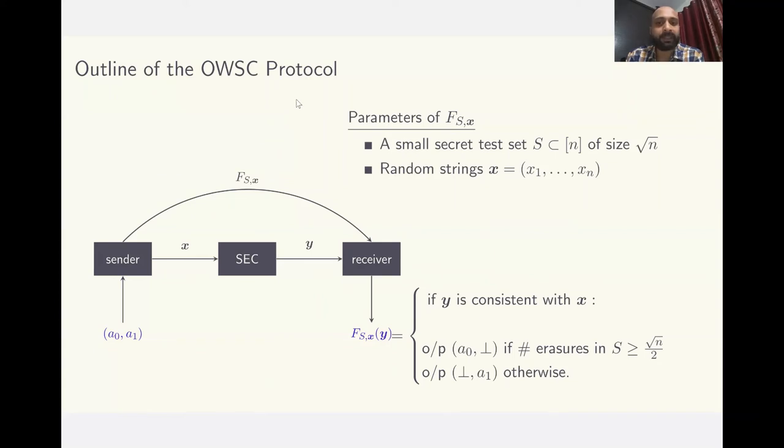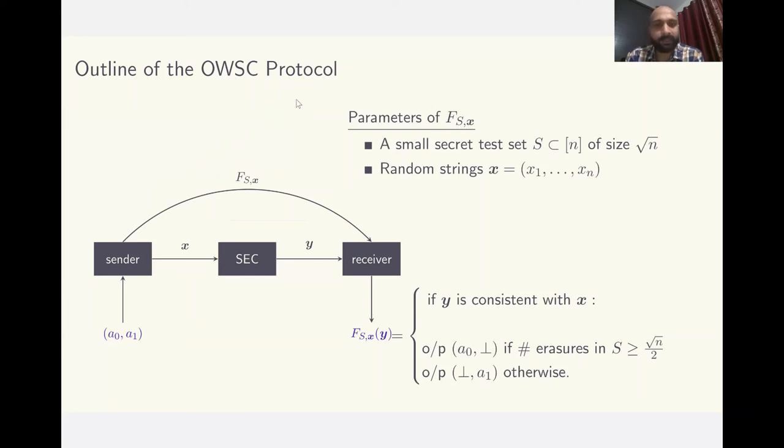Suppose a majority of the indices in S is erased in the received string. In this case, the receiver can decode A sub 0. The only way for it to obtain A sub 1 in this case is to unerase sufficiently many erased indices in S so that there is a majority of unerased symbols in S, and then use such a string to query f sub s,x to get the other input A sub 1. But it is impossible for a query-bounded receiver to correctly guess a uniformly random string of large length. This makes it impossible for the receiver to obtain the other input in this case.